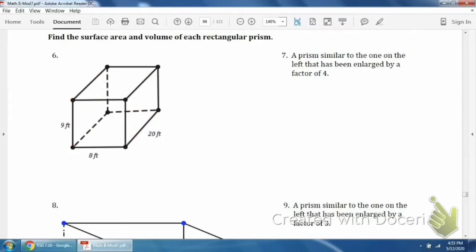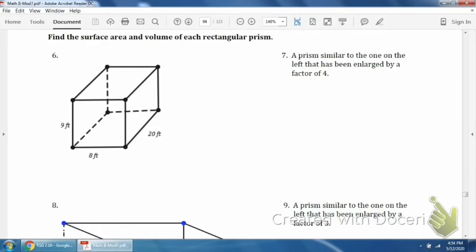Don't forget, you have the top and the bottom. That should be 8 by 20. Okay, and you got 2 of those. Okay, add it all together. And then when you get to like 7, it's going to say, okay, now do all the same stuff for a prism that's enlarged by 4.